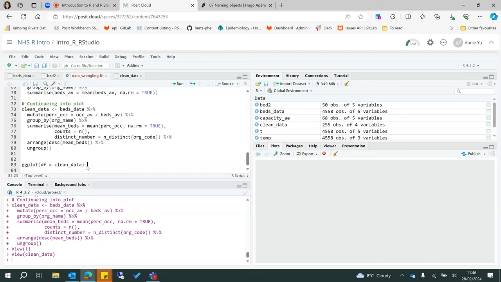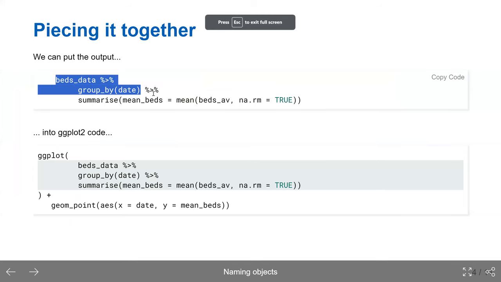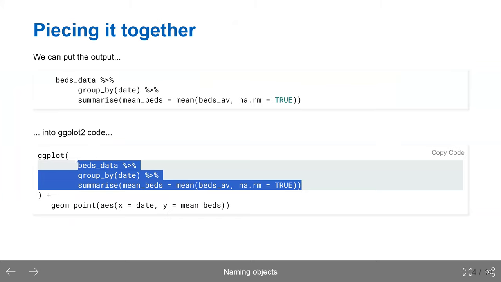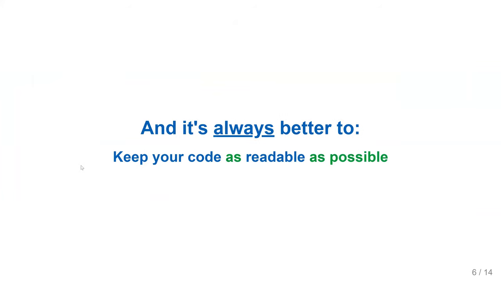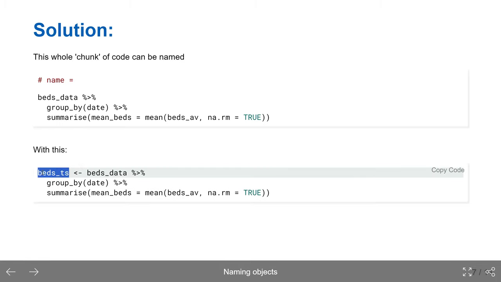So it's always good, when you're done with the data set and you want to do more, to save it as its own data set. And then you can keep using that clean data set for future operations, like plotting, tabling, putting it into an R Markdown, putting it into a report, manipulating it further, feeding it into a model, et cetera. So what this slide is trying to say is that when you've cleaned the data, you don't want to put this entire chunk of code into your ggplot. You want to save it. Keep wrangling separate, essentially, and keep our code as readable as possible. So this whole chunk of code can be named. They named it beds.ts.